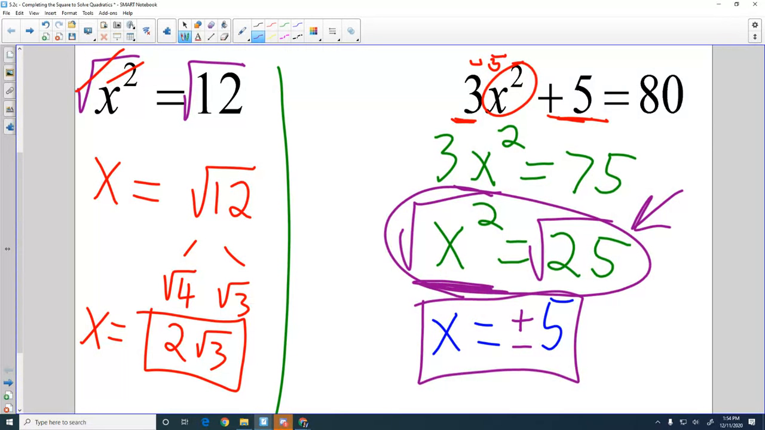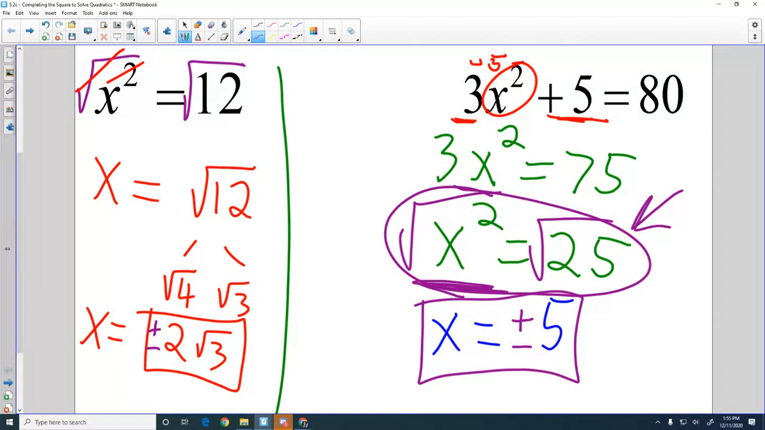Which means over on the left side, is our answer 2 root 3? We have to put that plus or minus. It's a positive 2 root 3, but also a negative 2 root 3 would be a valid answer, okay? So for all of these types of problems, when you're solving for x and there's just an x squared term, make sure that whenever you take that square root, you put a plus or minus in front of it.